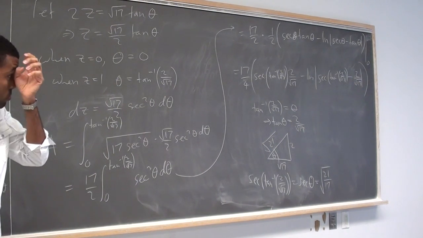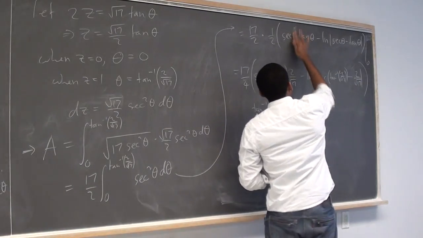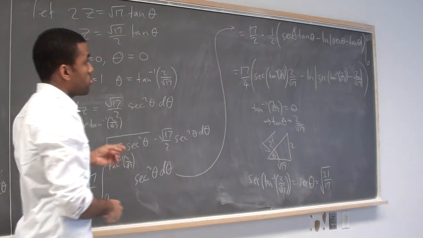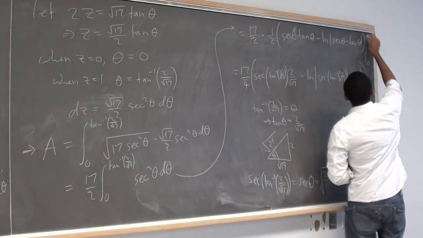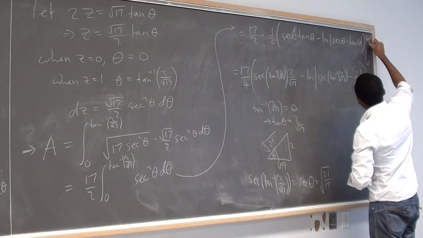What's that on the top? Secant theta? Yes, secant theta. I made an X before, it was a typo. And there's no upper bound. There's no upper limit. Yeah, but I couldn't fit it. It should be the same upper limit there. Tan inverse of 2.